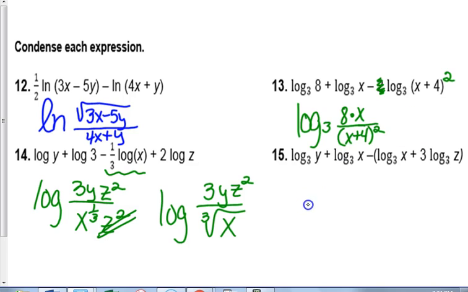Last one, and I only got 5 minutes, and I want to talk about worksheet 5. Who's got me? Log base 3 x times y. Don't write log again.